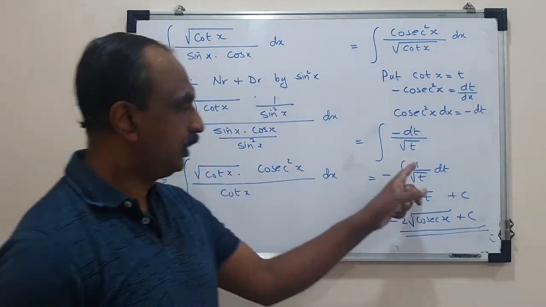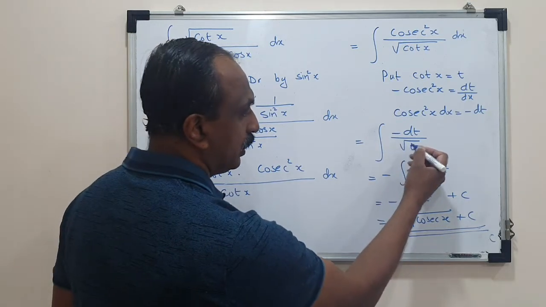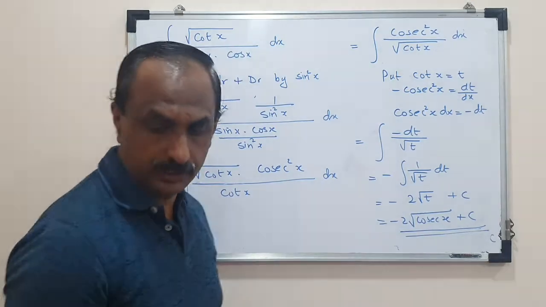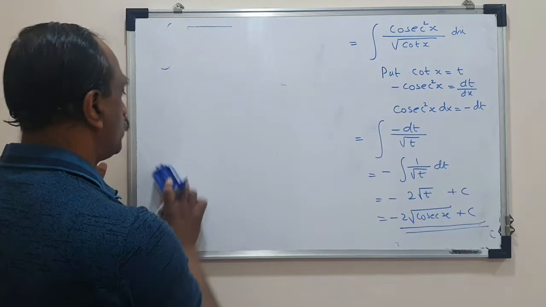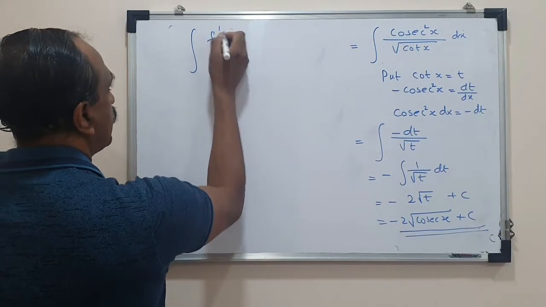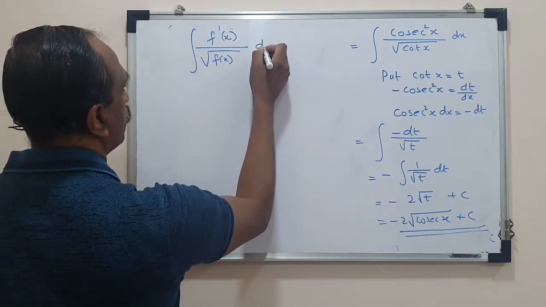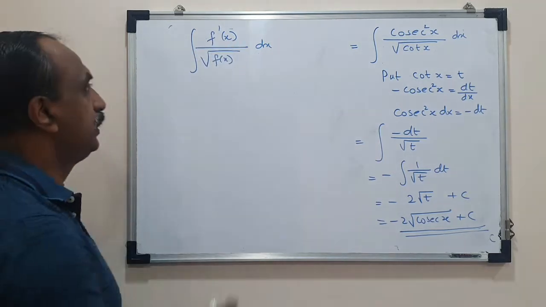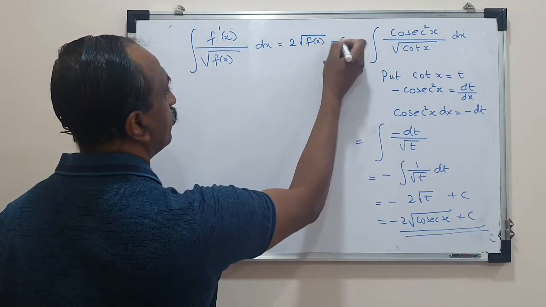Remember one thing: whenever there's a root here, directly you can apply 2 root t. I'll just show you this. This is one of the tricks that you can apply directly. It is not necessary all the time that you need to put the substitution. Suppose I have a function f dash x upon square root of f of x. That means whatever is inside the root, its function's derivative is present, then I can directly write the answer 2 root f x plus c.